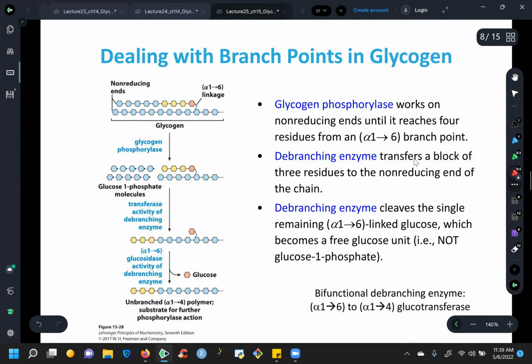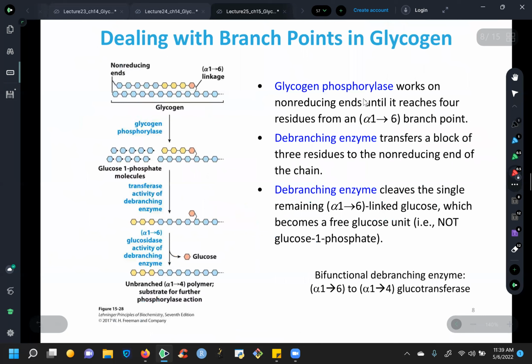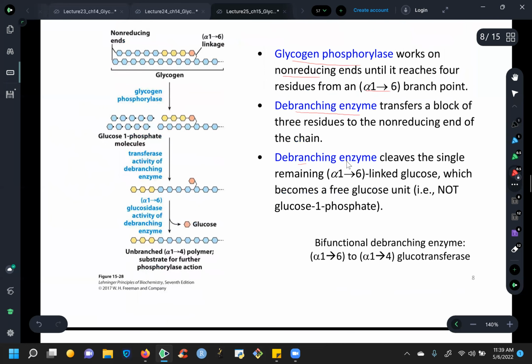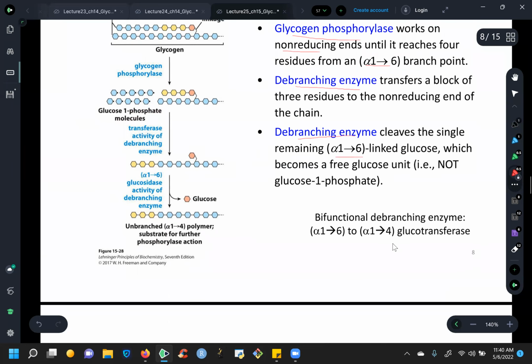Dealing with branch points in glycogen. Glycogen phosphorylase works on non-reducing ends until it reaches 4 residues from an alpha 1 to 6 branch point. Debranching enzyme transfers a block of 3 residues to the non-reducing end of the chain. Debranching enzyme, so there's another debranching enzyme activity, cleaves the single remaining alpha 1 through 6 linked glucose, which becomes a free glucose unit. It is a bifunctional debranching enzyme: alpha 1,6 through alpha 1,4 glucotransferase.